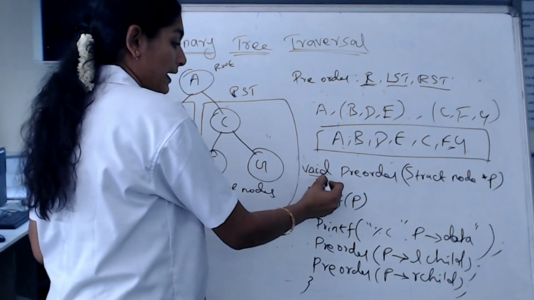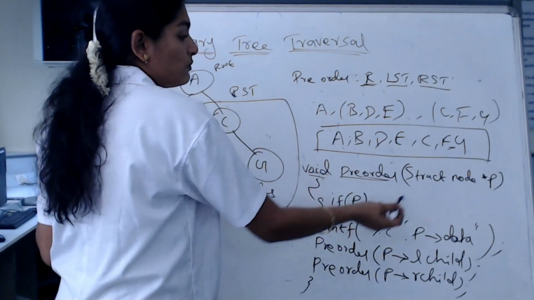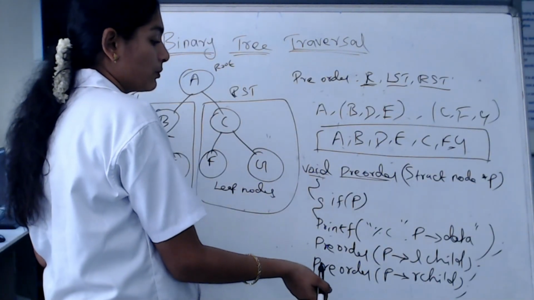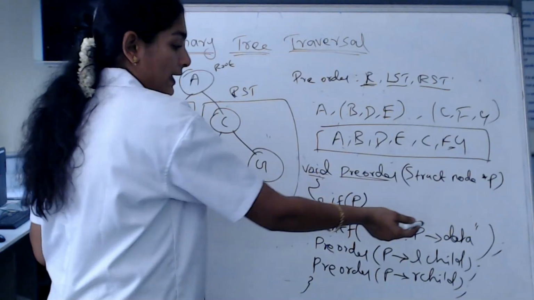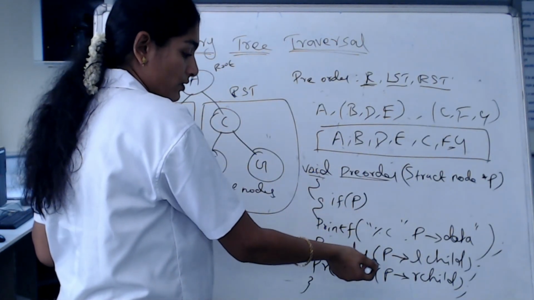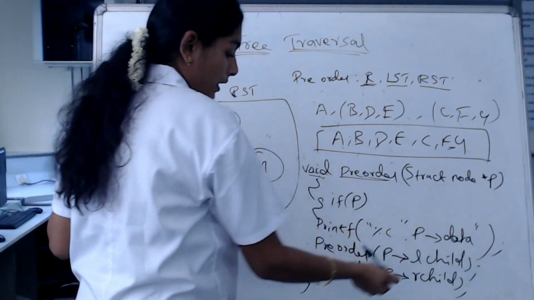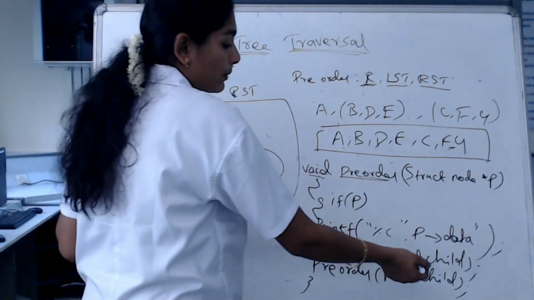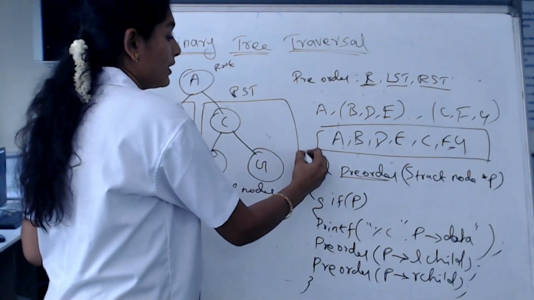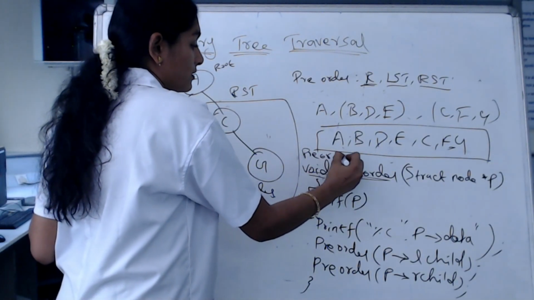Void is the return data type. Pre-order is the function name. Struct node star p is the passing parameter. If the p condition is satisfied, first print the data which is present in that particular node. Next, make a recursive function call by passing the left child as a parameter. Again, make a function call by passing the right child as a parameter. This recursive function is used for pre-order traversal.